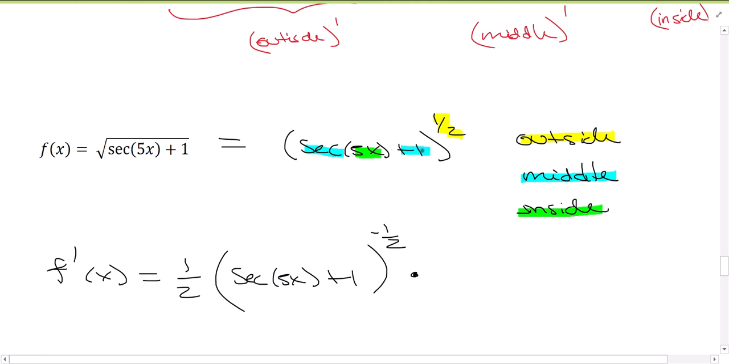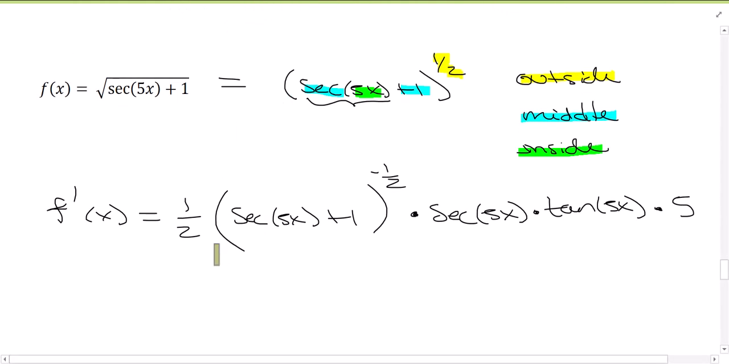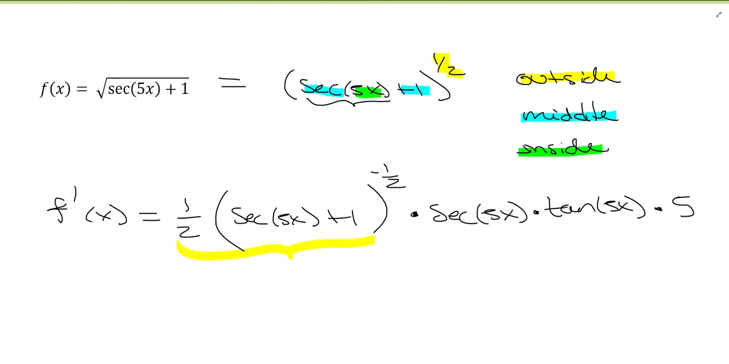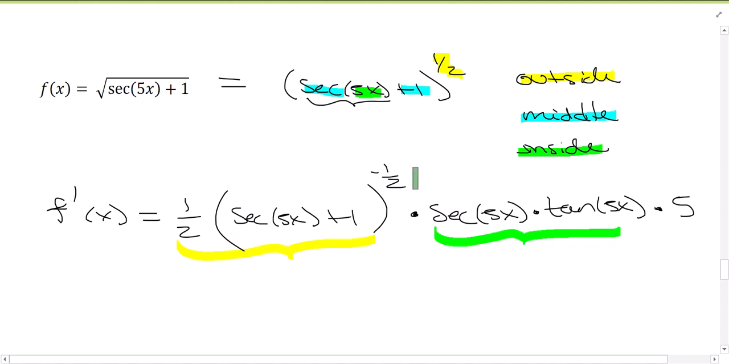So the derivative of secant 5x plus 1, the derivative of 1 is 0, so I'm really just taking the derivative of secant of stuff, secant of 5x. So then this is going to be secant of 5x, the inside stays the same, times tangent of 5x. And now that I've taken the derivative of the middle, I do times the derivative of the inside. The inside is just 5x, so the derivative of 5x is 5. Notice that I have three functions being composed, so I have three products: the outside, the derivative of the middle, and then the derivative of the inside.